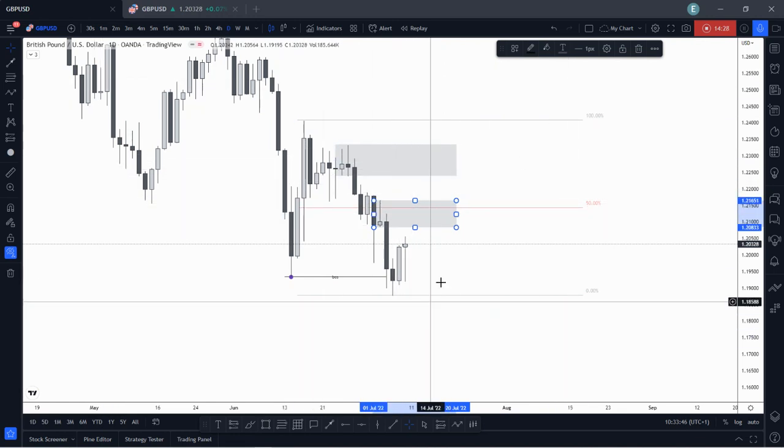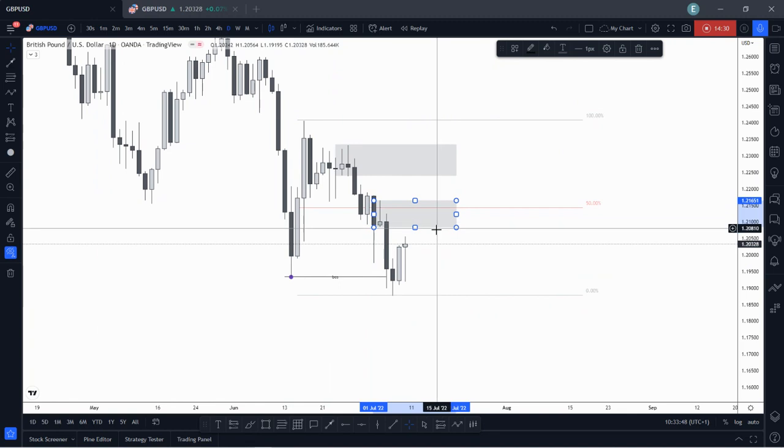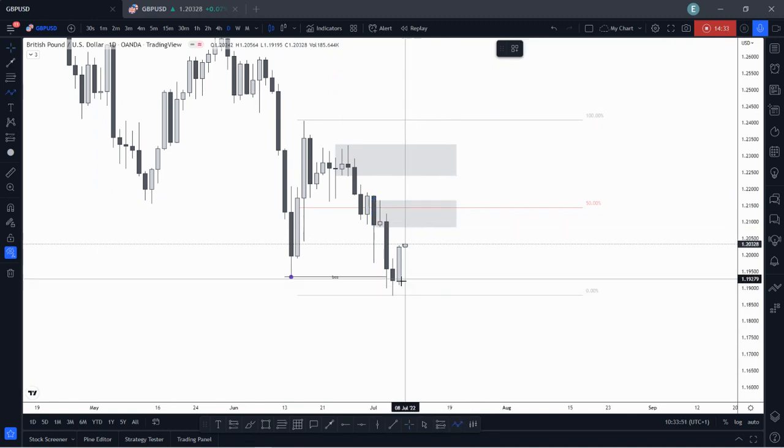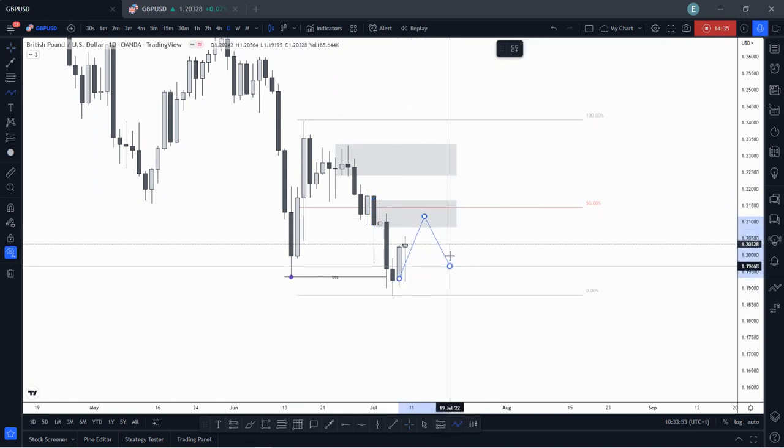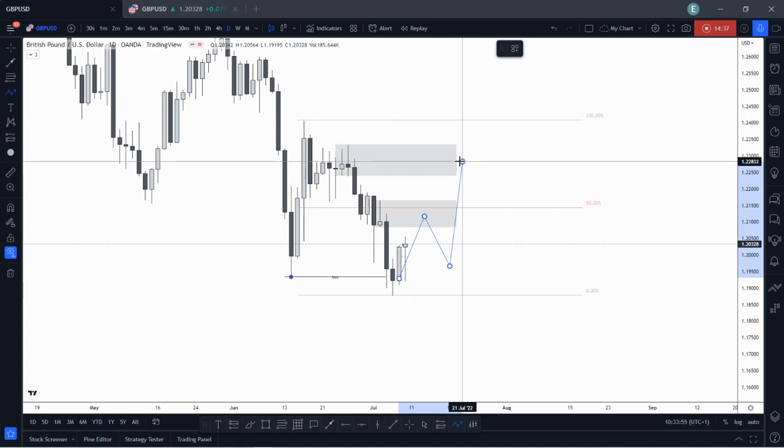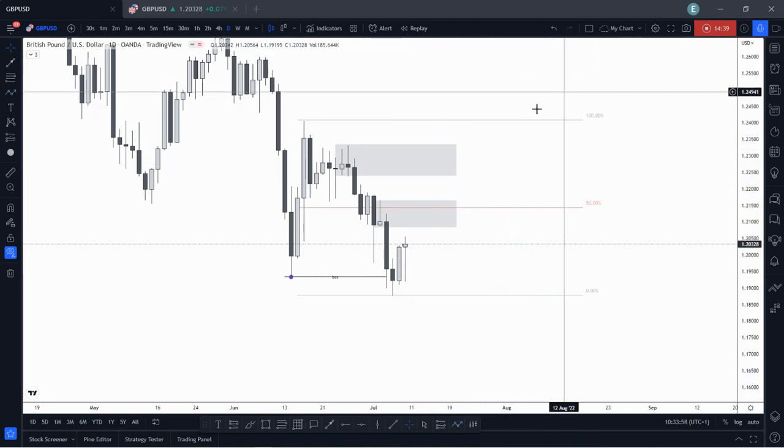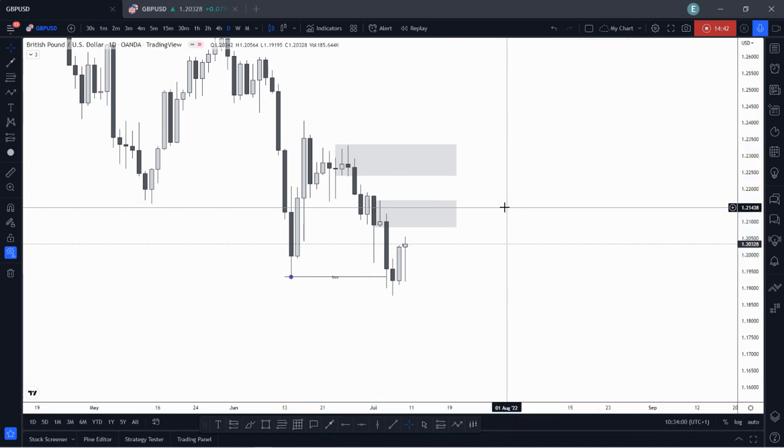This might just be a reaction. This one might just be a reactionary order block whereby you just get something like this. Probably something like this before we get into this place and see what's going to happen. So that is just what I have on the daily time frame.